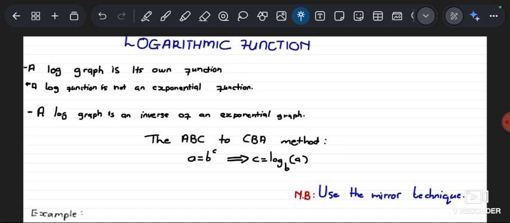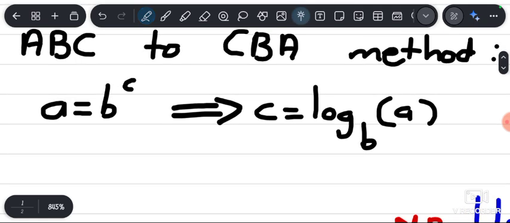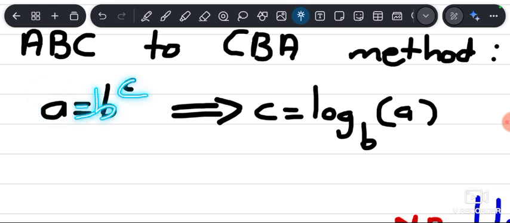Now there's a method that we use in terms of how to deal with logs in the academy. We call it the ABC to CBA method. You see there, the ABC starts in a normal sequence, and then the CBA, they just go backwards. Now I want you to remember this. This is how we're going to do it. A is equal to B to the power of C. Now you take this, as you see it goes A, B, C, you take it backwards.